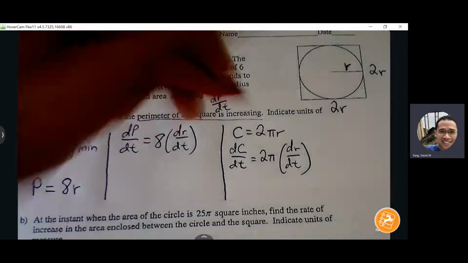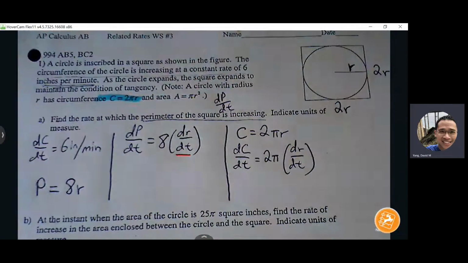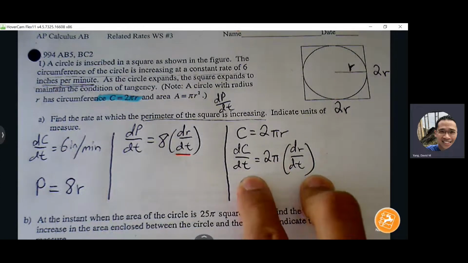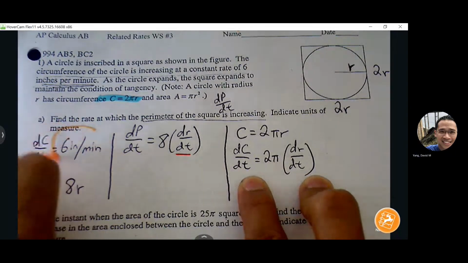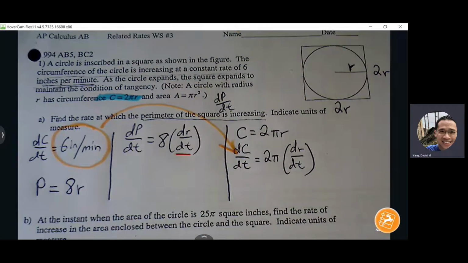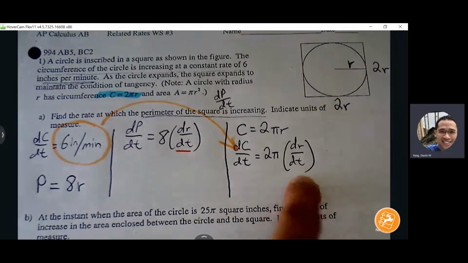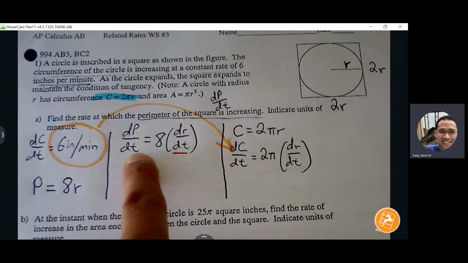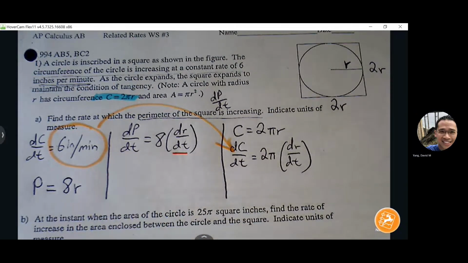Our end goal is to figure out what dr/dt is so that we can find dP/dt. Now that we have this second derivative equation, we can take the 6 inches per minute, put it in for dC/dt. That frees us up to get to dr/dt, the final piece we need to get to the variable we're ultimately looking for.